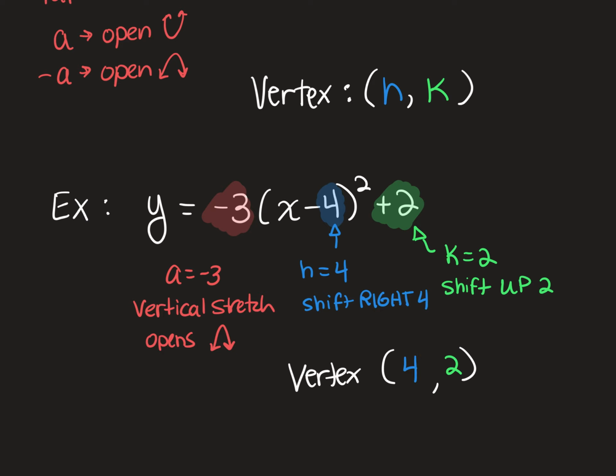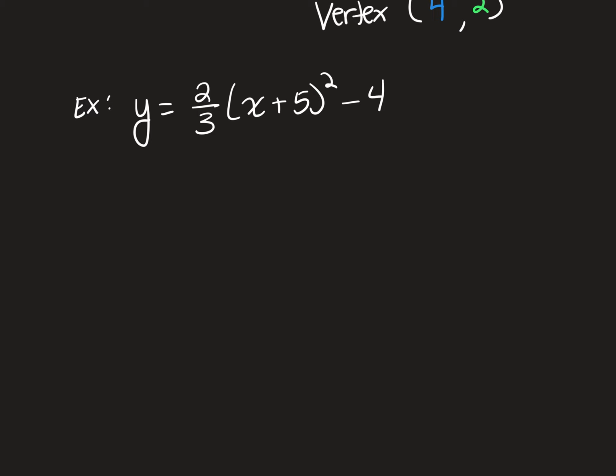I want to do one more with you. All right, so here's a second example. Once again, I'm just going to highlight some things here. So our a value is 2/3. Our k value is 4. And our h value, now we have to watch this because what that's really saying is x minus -5 is how we ended up getting x plus 5. That's an important thing to understand. So our h value is actually -5 here. So you've got to think in terms of what we plugged in to get the equation sitting in front of me.